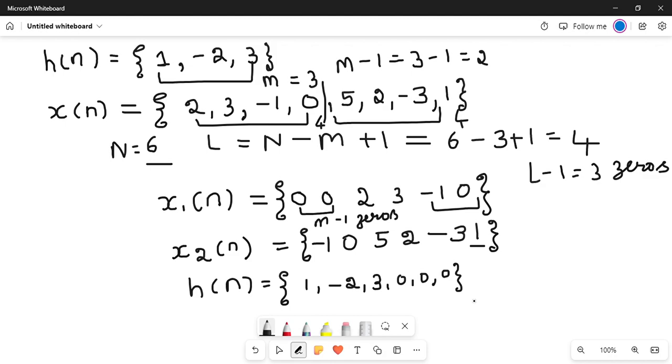For x1 of n and x2 of n, the m-1 zeros for x1 of n and the m-1 values of x1 of n for x2 of n should be added in the beginning, and for h of n you have to add the l-1 zeros at the end. Fine, that much you need to understand.